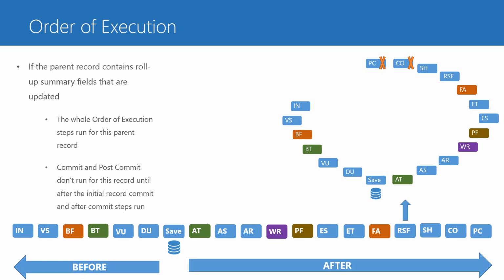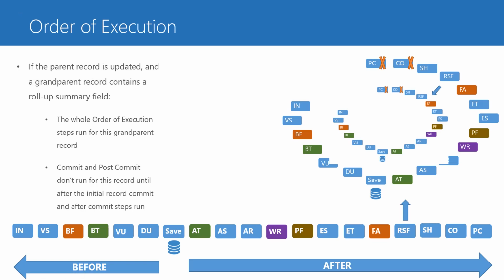So let's say that the record that initiated all of this has a master detail relationship to another object, and this master detail relationship object has a rollup summary field. In this case, and in the case that this rollup summary field is updated, the whole execution steps would run for this parent record, starting from initializing the record, and finally the commit and the post commit will not run, and as we mentioned, these will run at the end of the initial record commit and post commit.